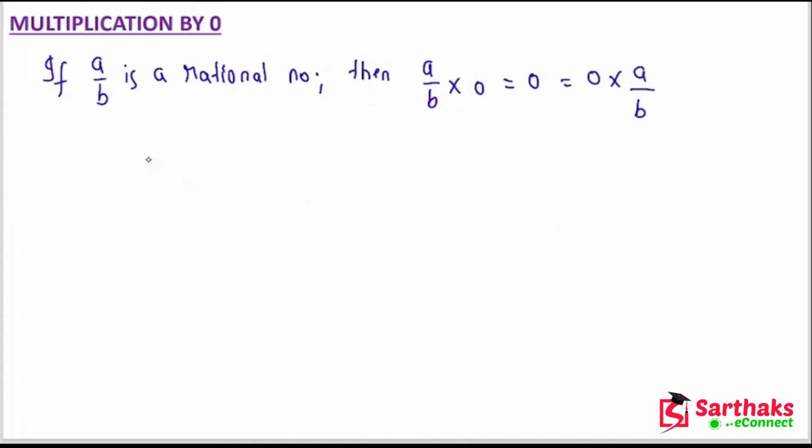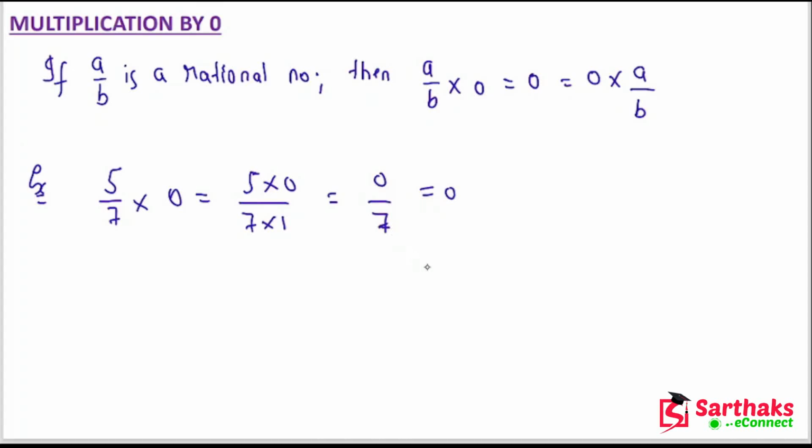It is not a very big property, but you can understand that. Example, if you multiply 5 upon 7 by 0, you will get 5 into 0 whole upon 7 into 1, and you will get 0 upon 7, which is equal to 0. So it is a similar property. Okay, we have already done this in the questions. So let us move on to the next property, which is a bit important, which is distributivity of multiplication over addition, right?